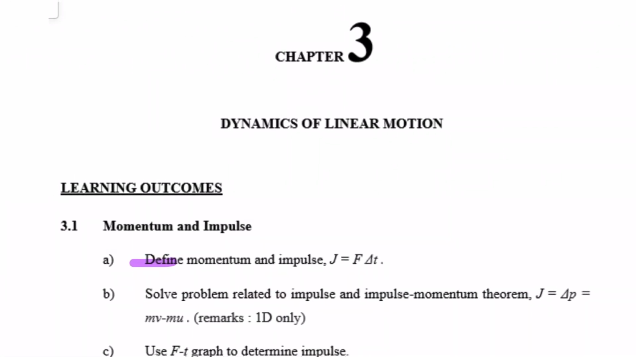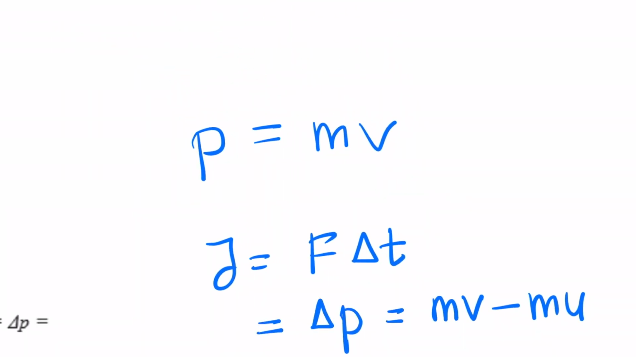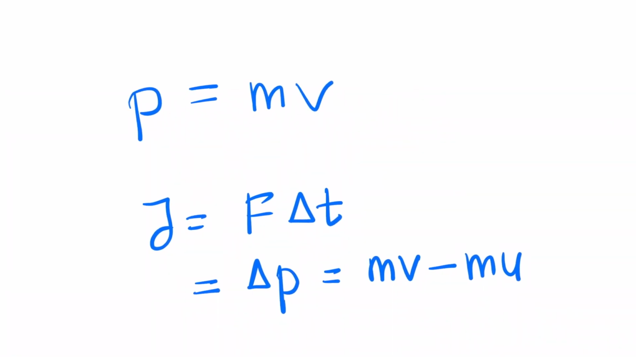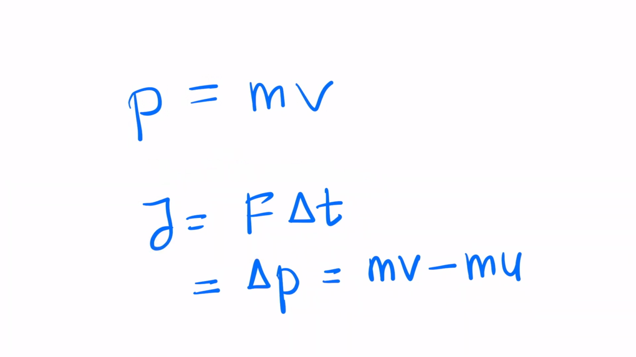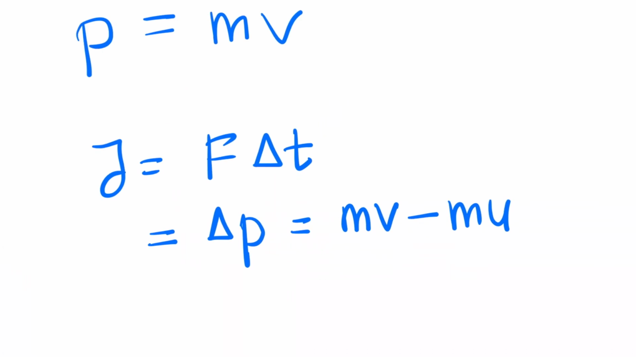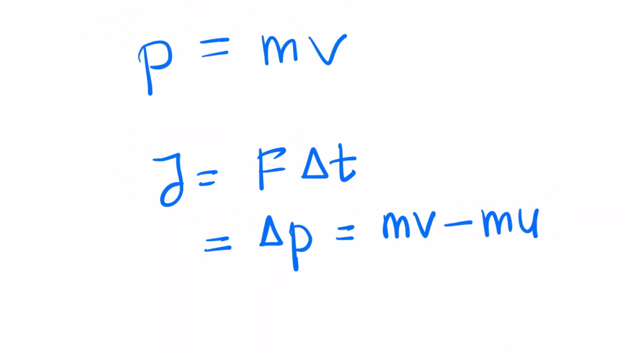Next, we move to chapter 3. Dynamics of linear motion. Okay, related to CO1, describe basic concepts, which are the definition of momentum and impulse. So let's recall first what momentum is. You all should know that momentum is mass multiplied by velocity, and it is a vector quantity. Impulse is also a vector quantity, represented by the equation F delta t, force multiplied by the change of time taken. Or we have another formula, which is the impulse-momentum theorem, which says that it equals the change of momentum, mv minus mu.